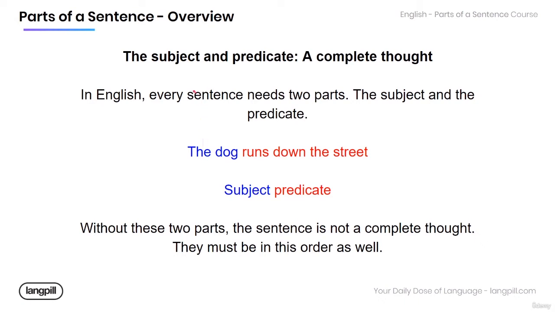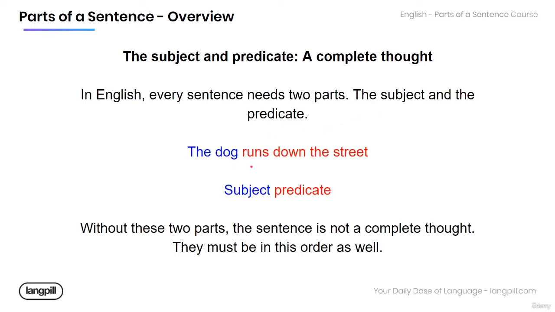Now, the first thing you should know about is that in English, a sentence is considered a complete thought. And a full sentence will always have a subject and something we call the predicate. Okay, so in English, every sentence needs these two parts, the subject and the predicate.